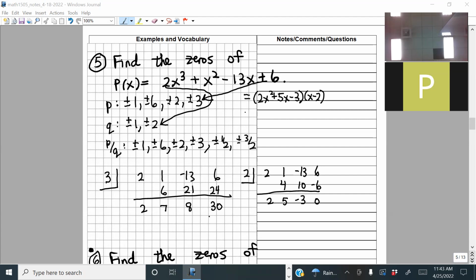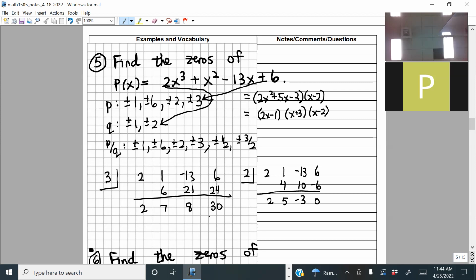Let's see. Does that one factor? Oh, it does. So you know you've got to get 2x times x, because that's the only way to get 2x squared. And what else do I put in here? A plus 3 here. x plus 3, and then a minus 1 there. Yeah, I think that's right, isn't it?